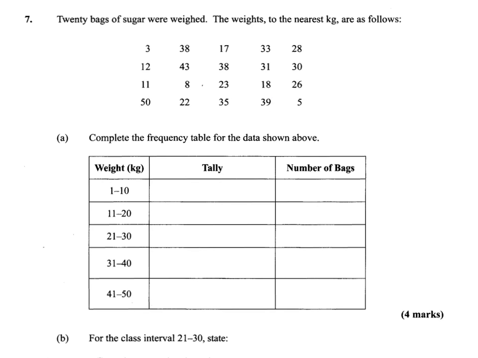June 2016, number 7. Okay, so for the first part of this question, 20 bags of sugar were weighed. The weights in nearest kilogram are as follows. They want us to complete the frequency table for the data shown above. So to complete the frequency table, we just go number by number.